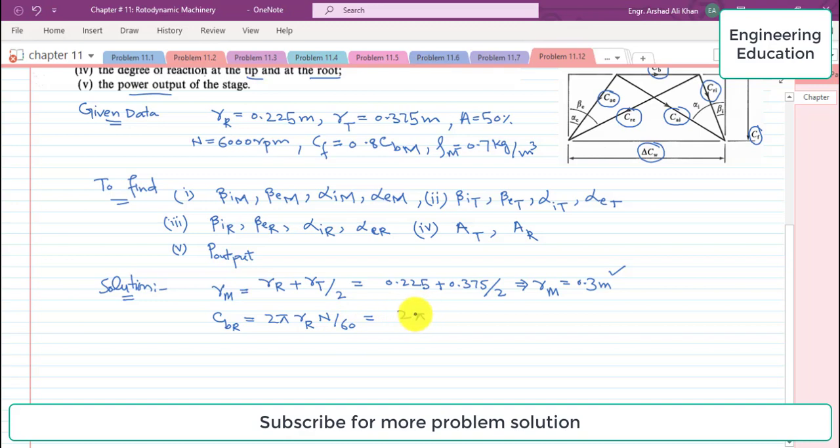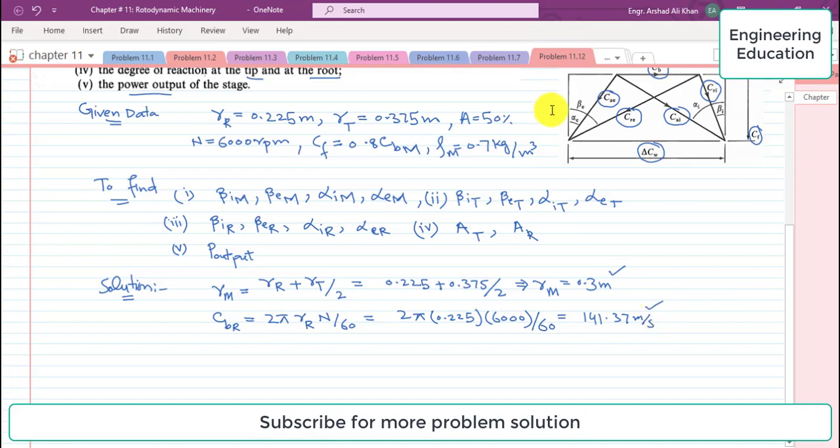So 2 pi, this value is given, which is 0.225, and the value of n is 6000 revolutions per minute divided by 60 to convert revolutions per minute to revolutions per second, RPS. So the value of CBR comes out 141.37 meter per second.